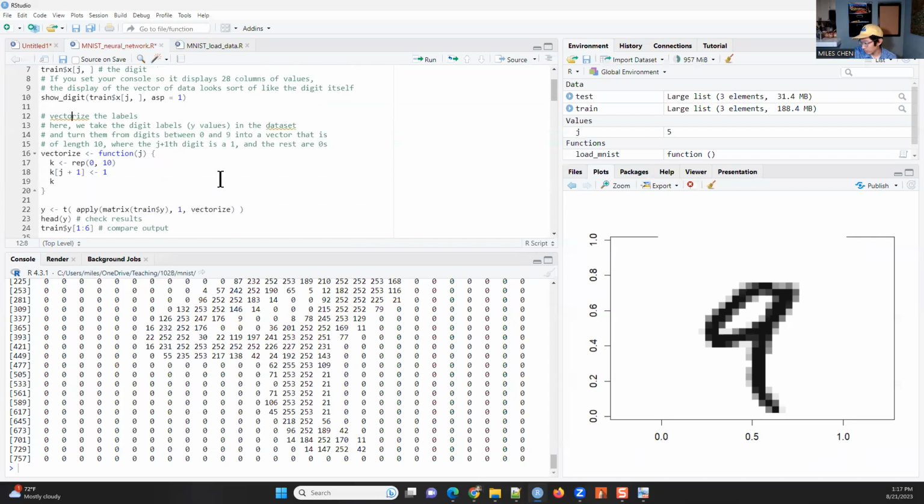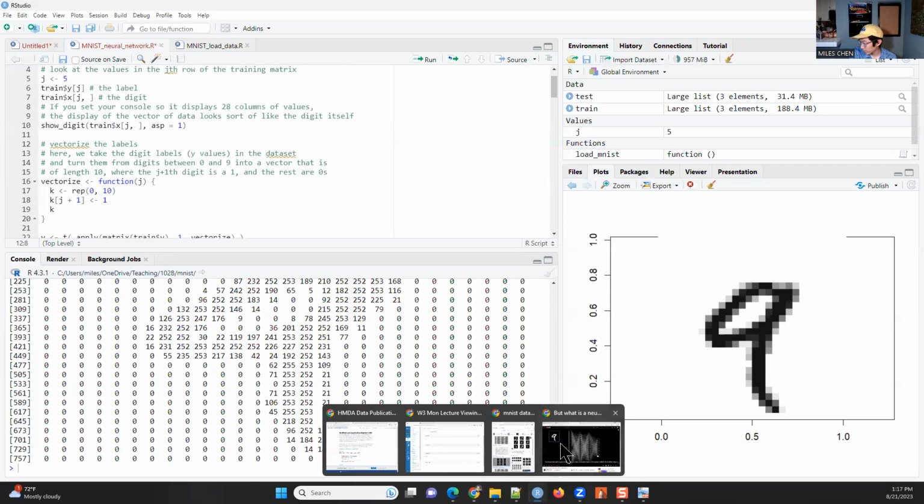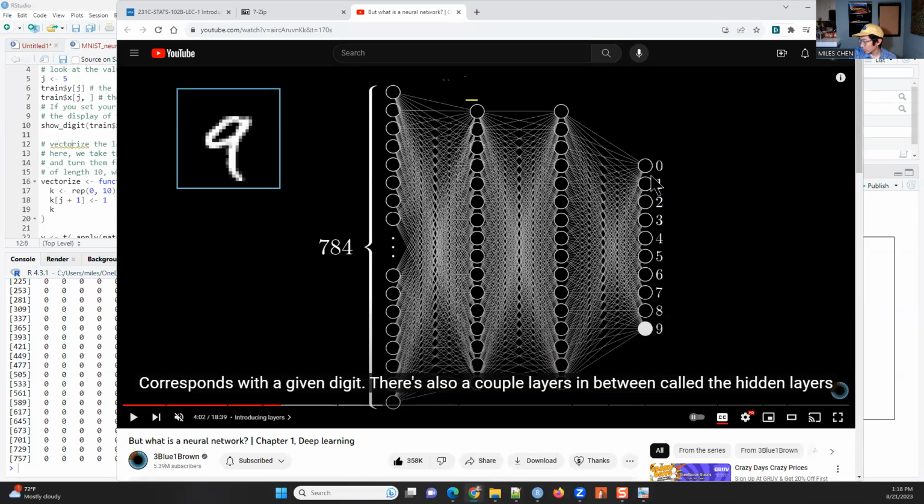So the way we're going to do this is we have 10 nodes, and the correct value will be a 1 for the 9 and 0 for everything else. And we're going to try to train it so that the output gives us a value close to 1 over here and close to 0 for everything else.